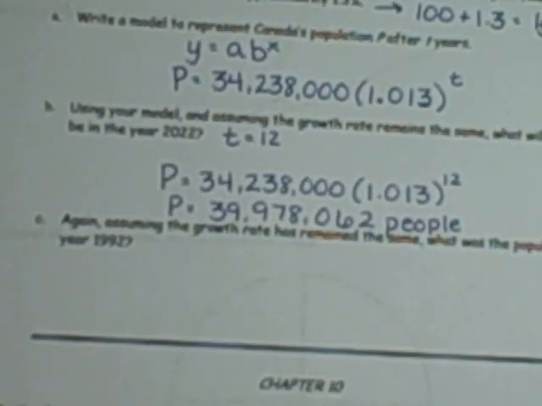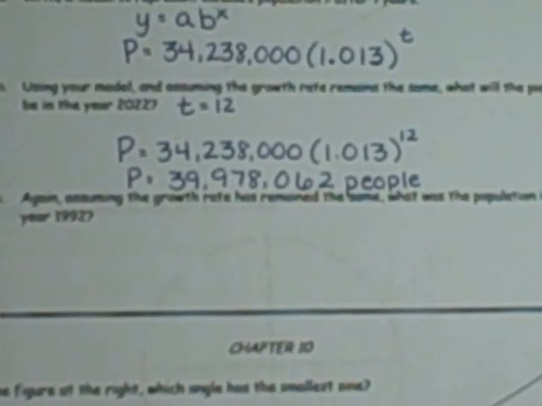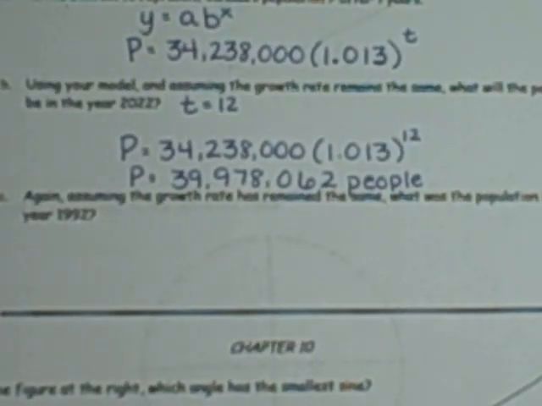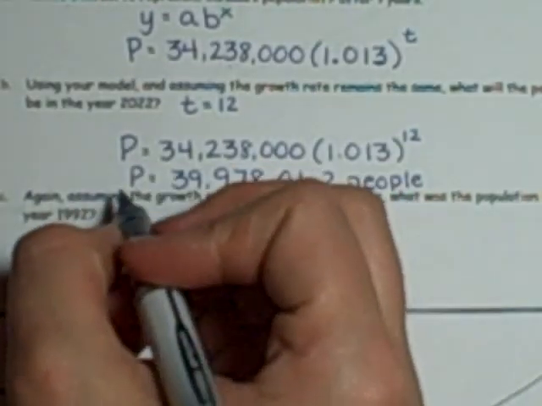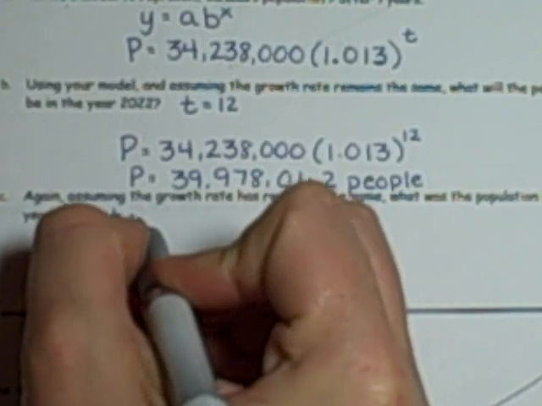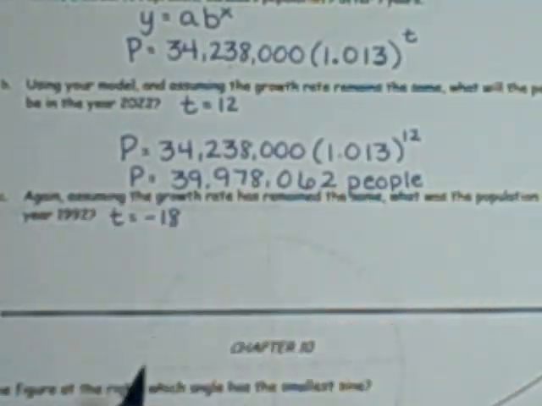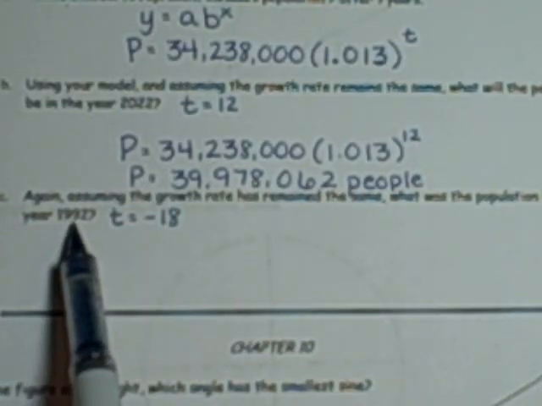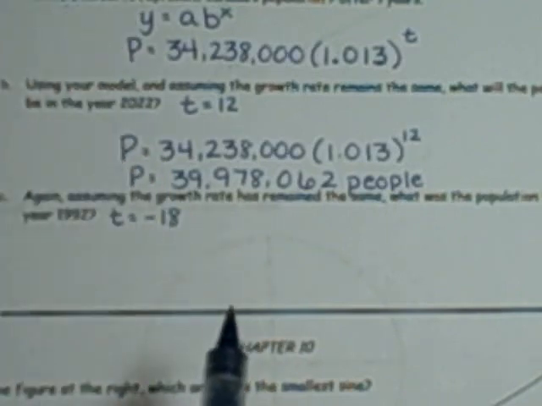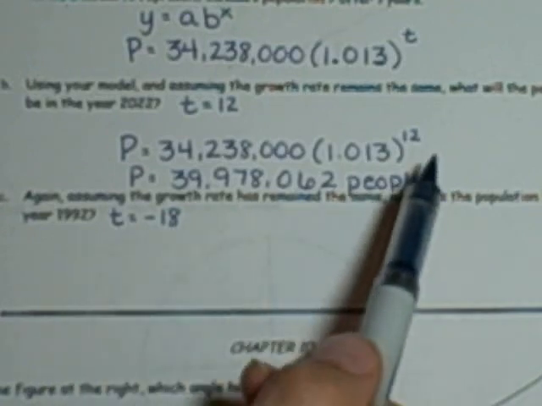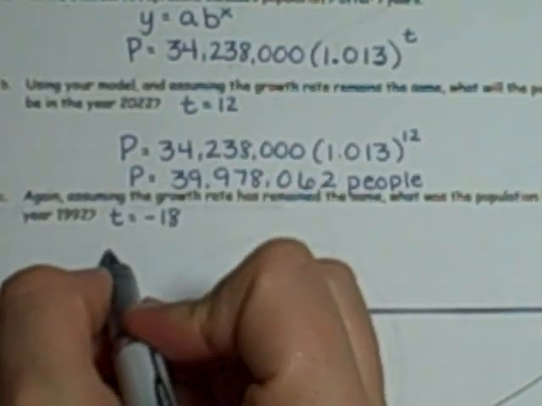Okay. Question C is the same thing, except it wants you to go back in time to 1992. So if we started in 2010 and we're going back to 1992, that's really going to be going 18 years back. So t would equal negative 18. And again, if you weren't sure about that, do 1992 minus 2010, and that should give you negative 18. Just want to double check my own mental math there. Yep, that's correct.